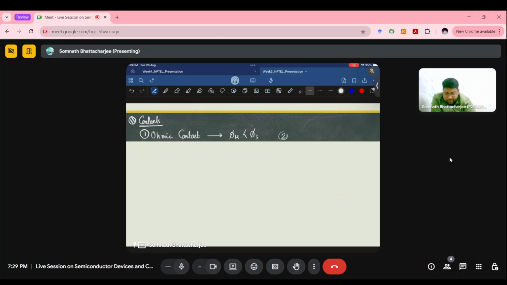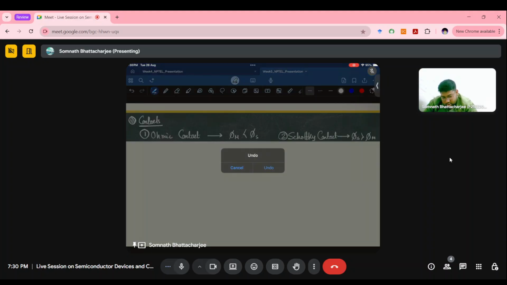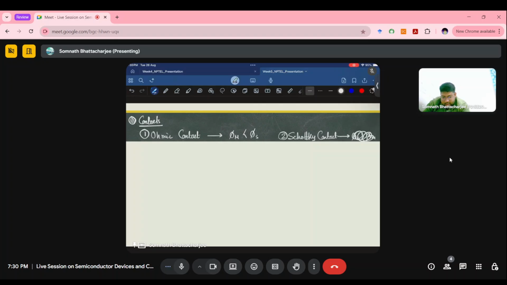And the second one is the Schottky contact. In this case, the work function of the semiconductor is higher than the work function of the metal. No, no, no, I have written the same thing. Sorry. The work function of the metal should be higher than the work function of the semiconductor. So in most of the cases, this kind of contact forms.